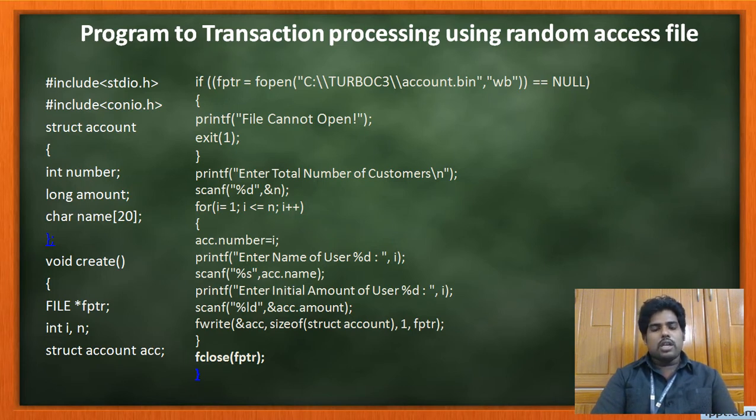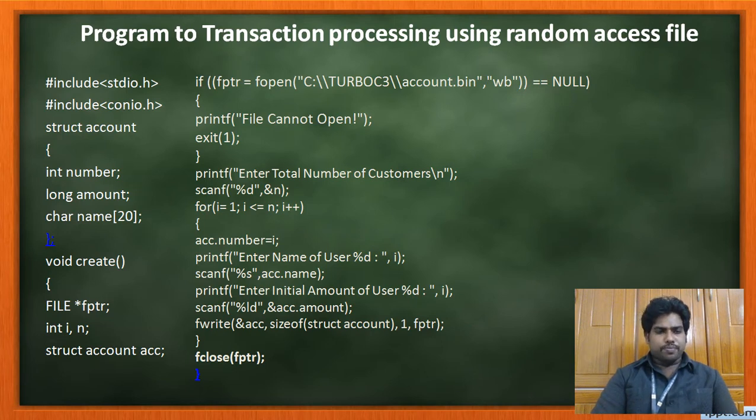fseek, ftell, then rewind. These are the three functions used for accessing the file randomly. Actually, this transaction program is explaining the banking concept. So in this program, I used different concepts like structure, then function, then file to implement this program.